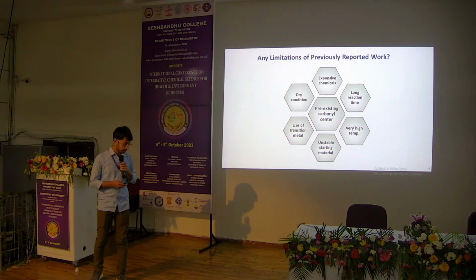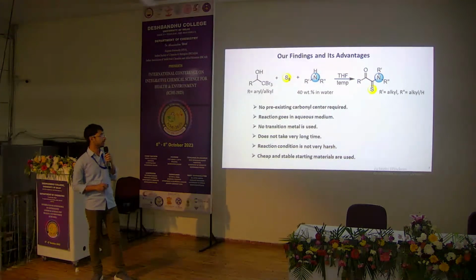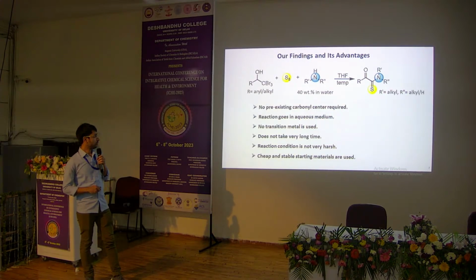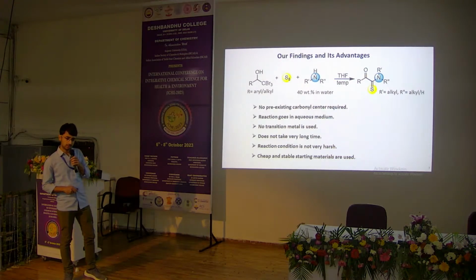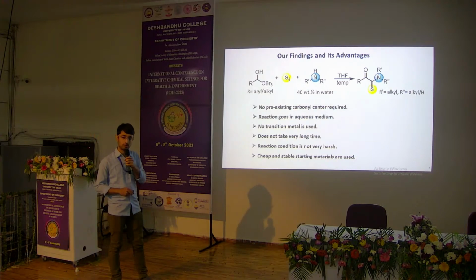We took tribromomethyl carbinol as a model substrate and treated it with elemental sulfur and amine, and we got ketothiamide as a major product. The advantages of our method are that no pre-existing carbonyl center is required in the starting material, the reaction goes under aqueous conditions, no transition metals are used, the reaction does not take a very long time, the conditions are free from harshness, and cheap and stable starting materials are used for the synthesis of the final product.